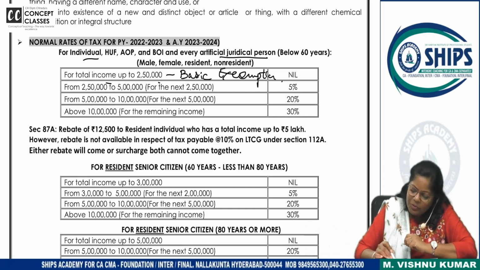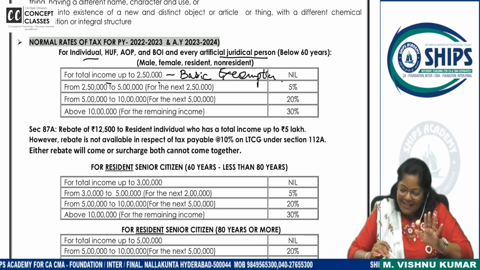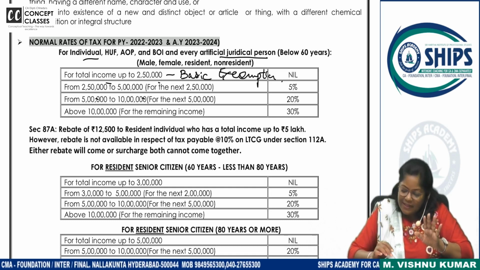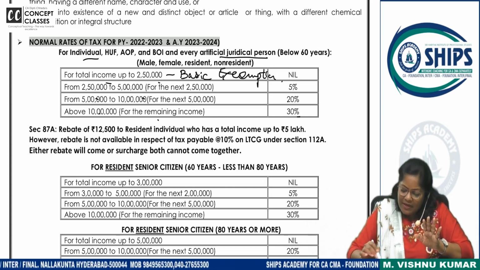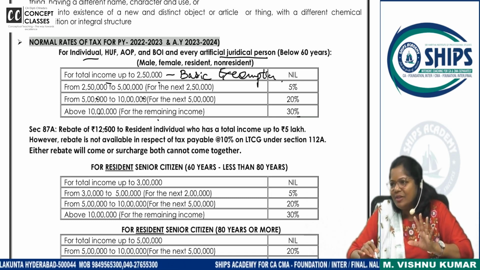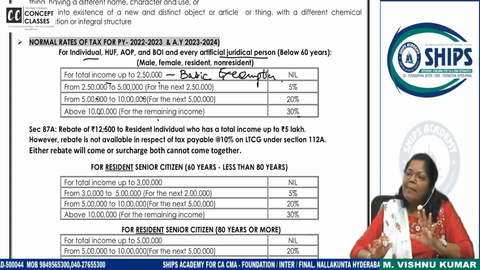So right now up to 2,50,000 income the tax is nil. Next 2,50,000 to 5 lakh, how much is it? 5%. 5 lakh to 10 lakh, how much is it? And above 10 lakh, how much is it? Clear to all of you? So these are the slab rates.